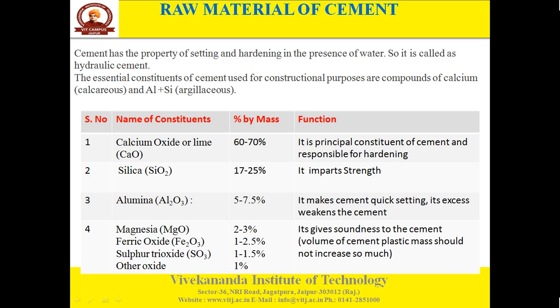Soundness means if we are mixing water in cement, the volume should not increase much. If the volume increases to a very great extent, that cement is known as less sound cement. If the volume is not appreciably increased, then the cement is sound cement. So these four raw materials are used in making of cement: calcium oxide, silica, alumina, and a few oxides. Apart from these, after formation of clinker, we add gypsum to cement at 2% by weight. The role of gypsum in cement is that it delays the setting time of cement.